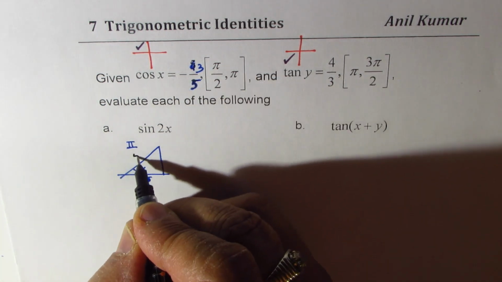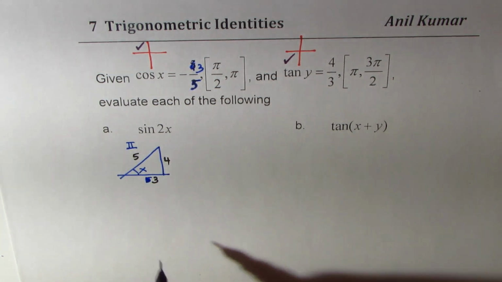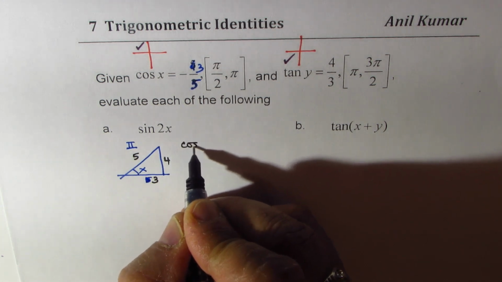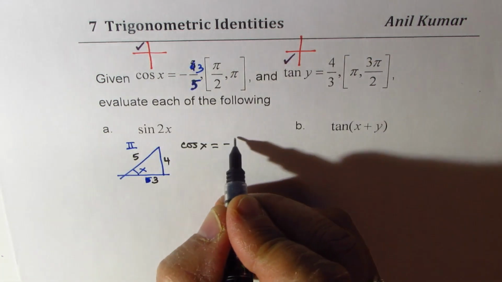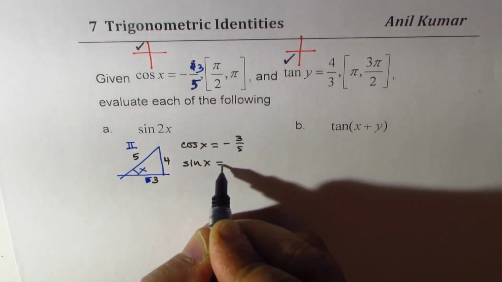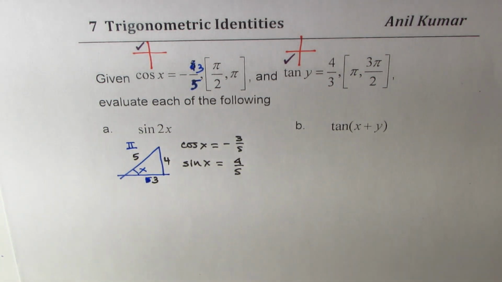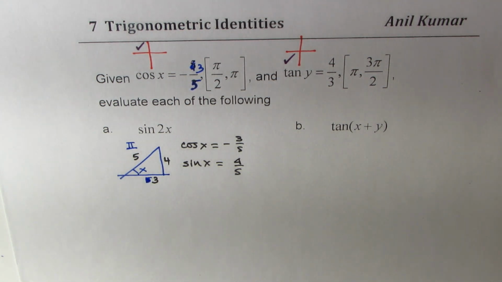So, we get 5 as the hypotenuse, 3 as the base, and the other side has to be 4. So we could write from here that we know cos x is equal to minus, you are in quadrant 2, 3 over 5. Sin x is equal to positive 4 over 5. Correct? Now let's look into the tan thing. Okay.